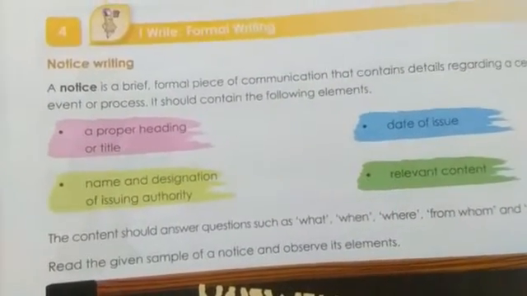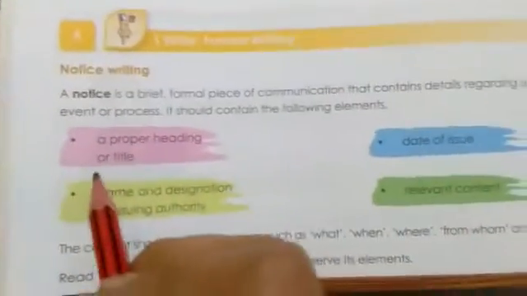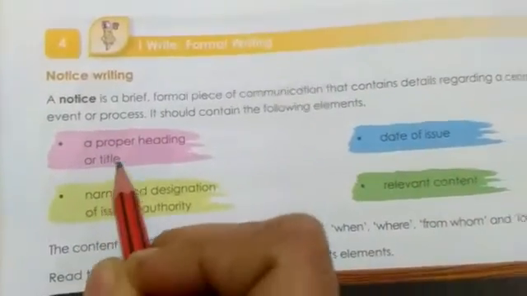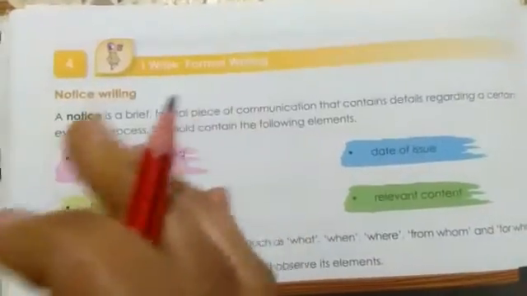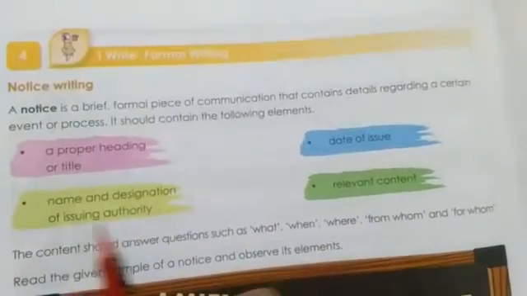So what are the elements? What should be there in a notice? First thing is a proper heading or title. It should have a proper heading: the name of the school and what the notice is based on, the topic. Then next is the date of issue, when this notice was printed. Then name and designation of the issuing authority. I mean, who gives the notice? Suppose it is your school, you will have the name of the school and the principal, all that.